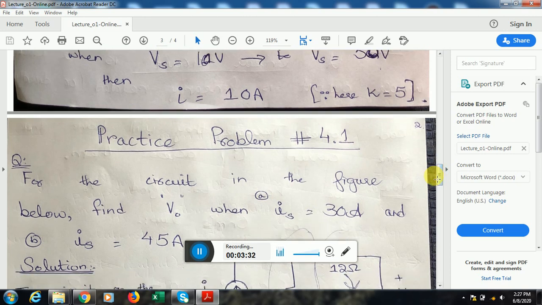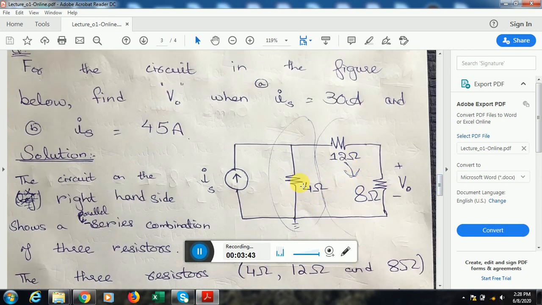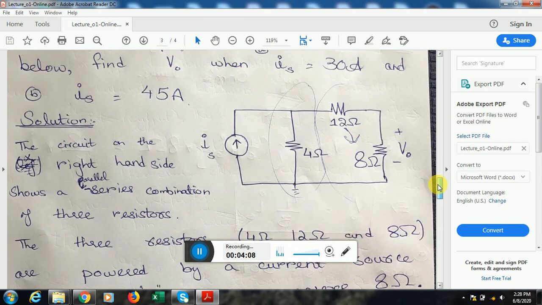To have a further understanding of this topic, I would like you to consider practice problem 4.1. Here we are given a circuit which comprises 3 resistors, 4 ohm, 12 ohm and 8 ohm, and this series parallel combination is powered by a current source, that is Is. We are to find V0, which is the voltage across the 8 ohm resistance at 2 different values. When the input current is 30 amperes, and when it is increased from 30 to 45 amperes, what will be the impact on V0? So in both the cases, we have to find V0, which is the output voltage across the 8 ohm.